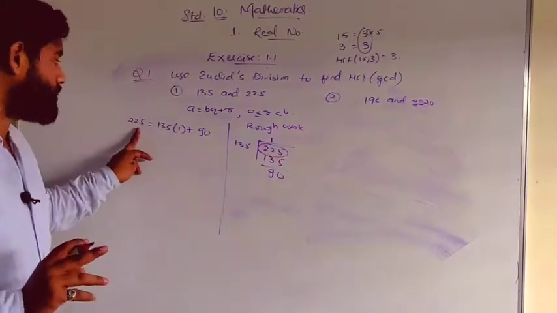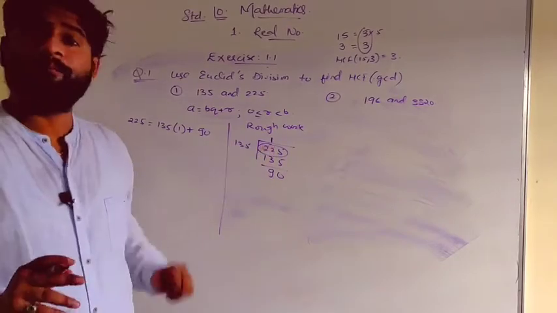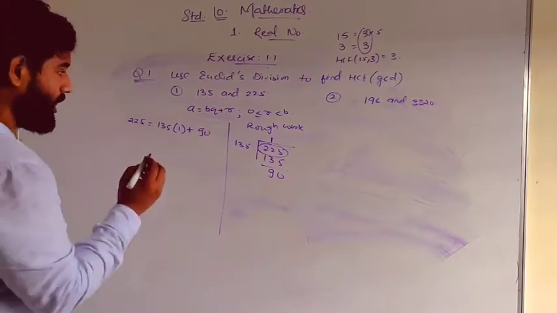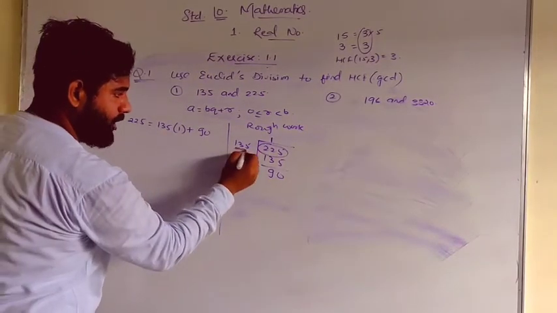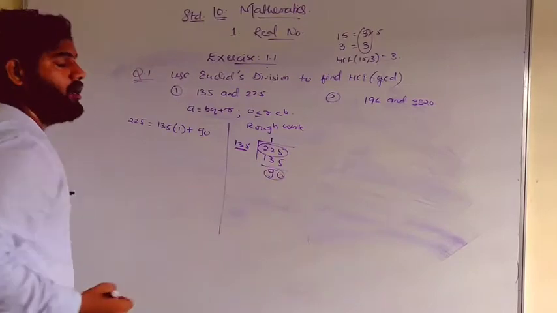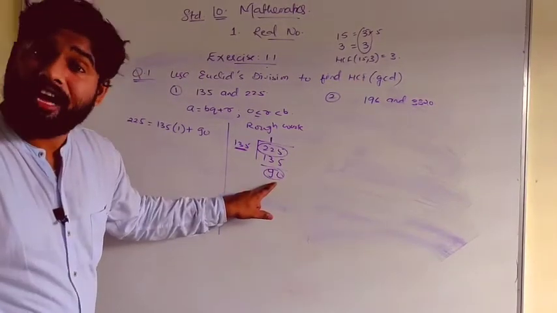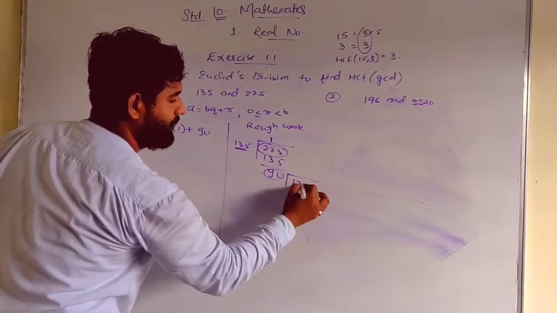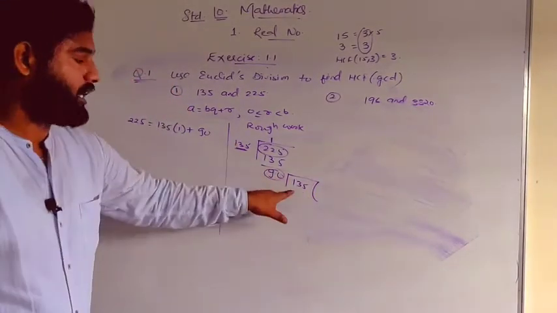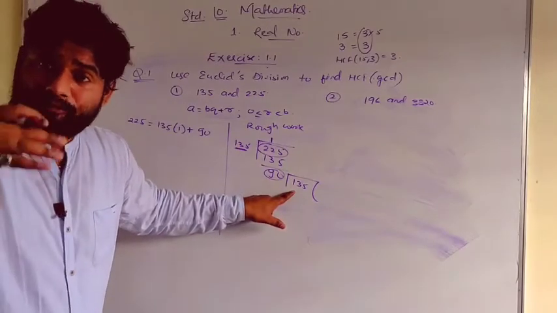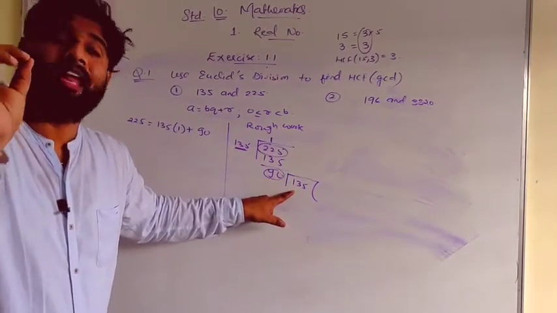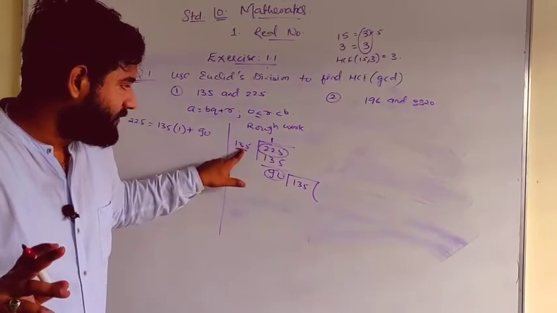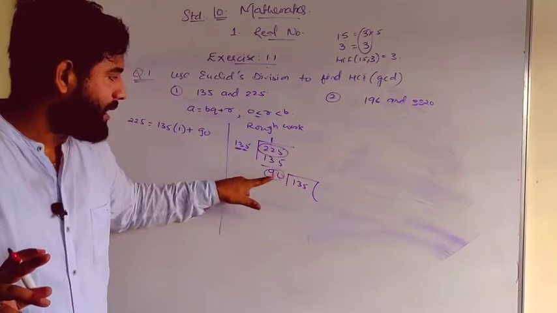First one was 225, that 225 was your dividend. Now what will be your dividend? Again, this number will be your dividend, and this remainder is going to be your divisor. Further you have to divide 135 by 90. Whenever you are getting a 0 remainder, then you have to stop the process. Until then, you divide the divisor by your remainder.